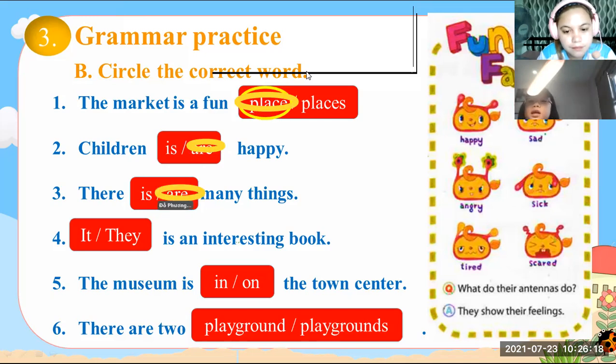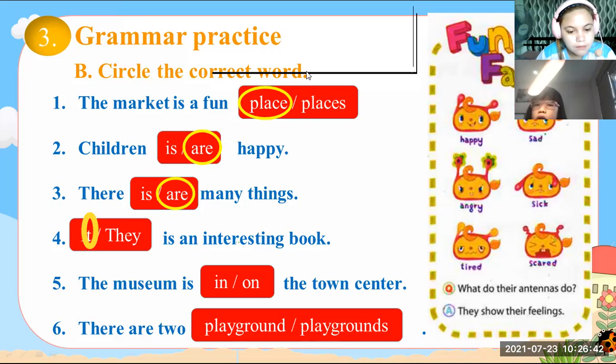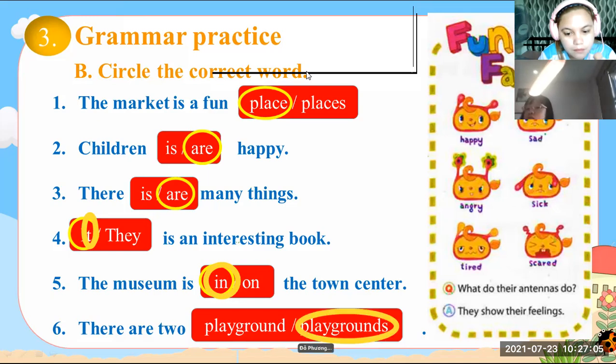Next one, number two, Han, read it. The children are happy. There are many things. Okay, very good. It's an interesting world. The museum is in the town center. Okay, correct. Last one. There are two playgrounds. There are two playgrounds. Okay, very good. So 6 points again for you.